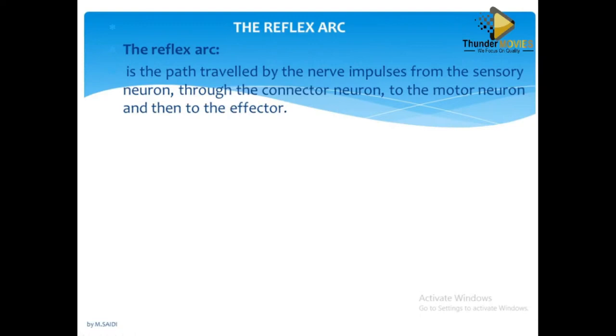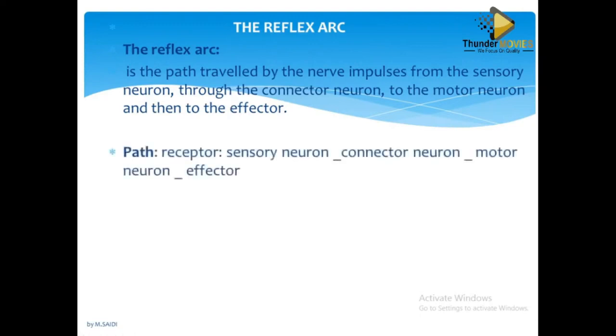So here is the path. You have the receptor, for example the skin, then the sensory neuron, the nerve cell which picks the information from the skin, then takes the information to the connector in the central nervous system, then the motor neuron. The motor neuron will pick the information from the central nervous system and then take it to the effector, like the muscles, where the effect is supposed to be brought about.